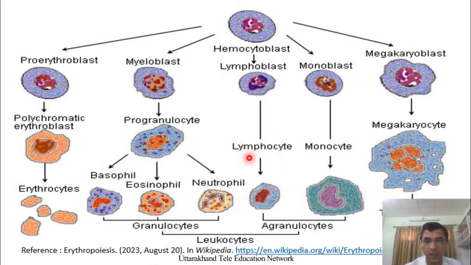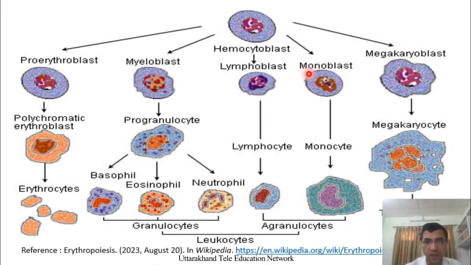Basically, this T lymphocyte is responsible for cell-mediated cytotoxicity, and for the B lymphocytes, whenever the antigen comes into the body, the B lymphocytes will differentiate into plasma cells, then the plasma cells will produce the antibodies for the specific antigens. That is known as the humoral immune response.